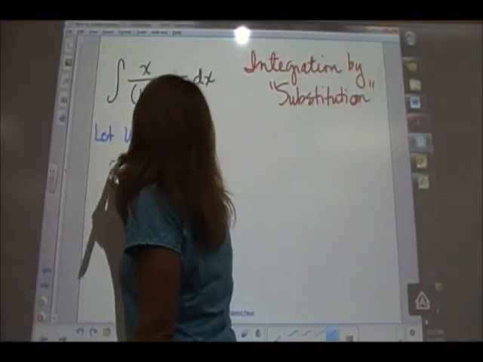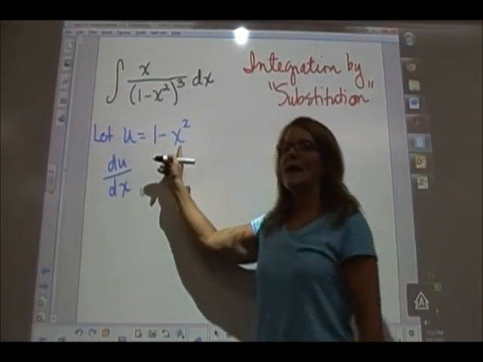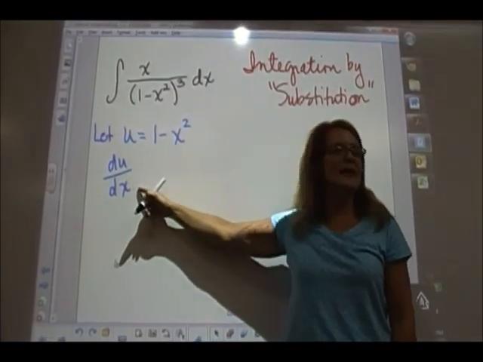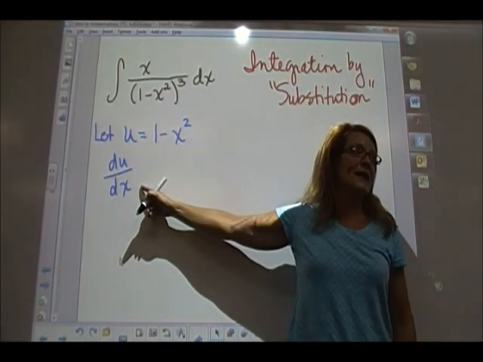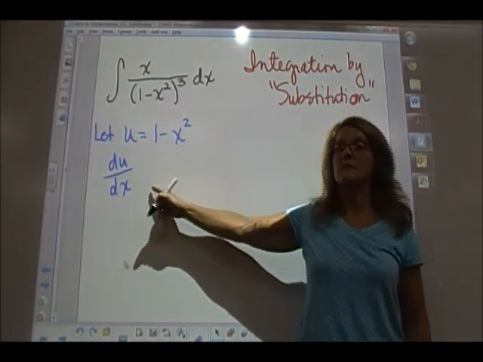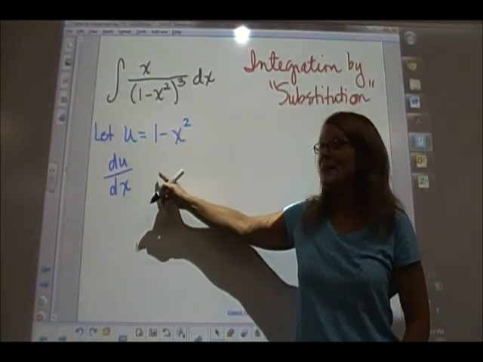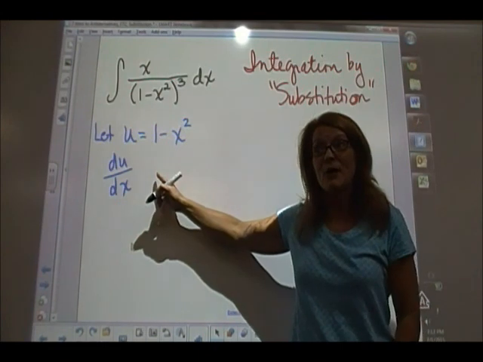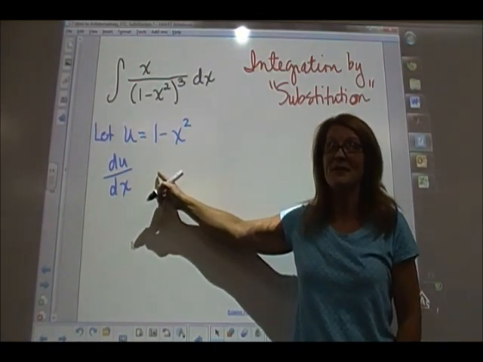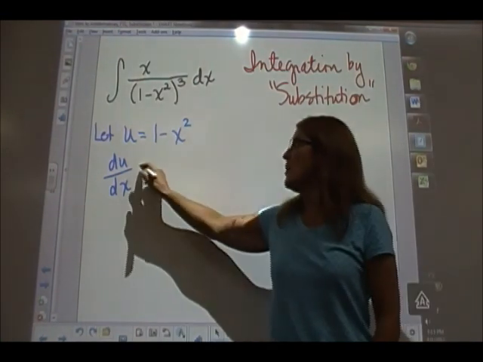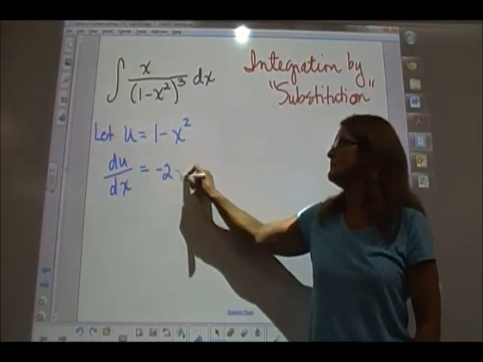The next thing I want to do is find the derivative of U with respect to x. The notation here is very, very, very important. So he was right. You want to find the second derivative? We're going to find a derivative. Yeah, not the second derivative, but we are going to find a derivative. Yeah, derivative is part of it. So the derivative of u with respect to x is negative 2x.